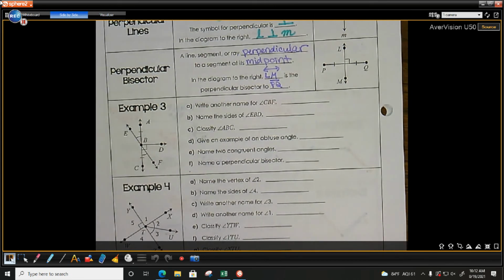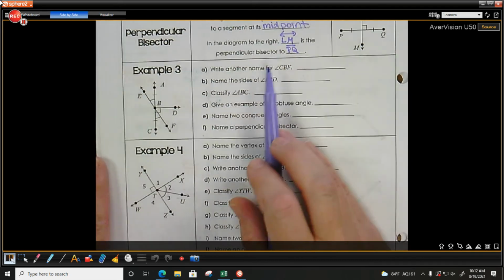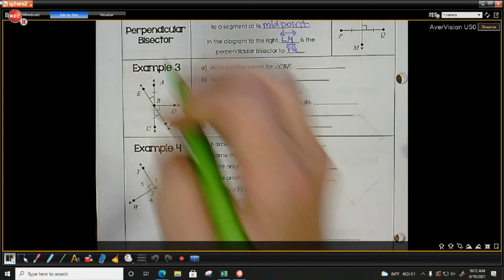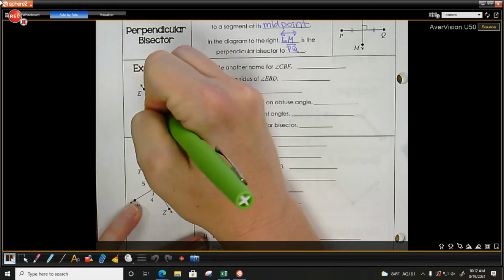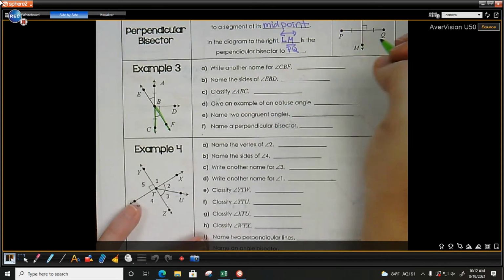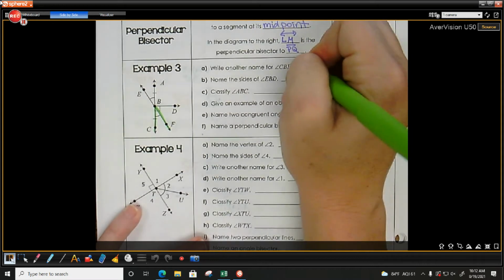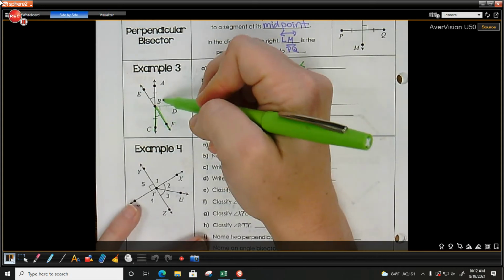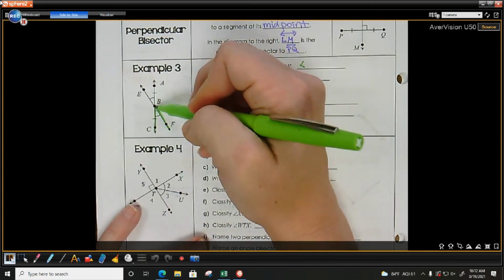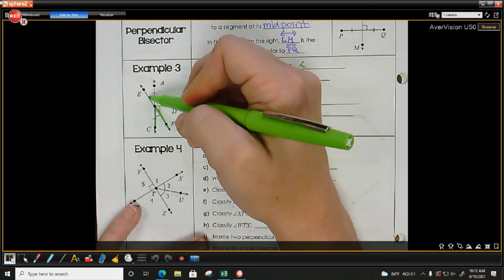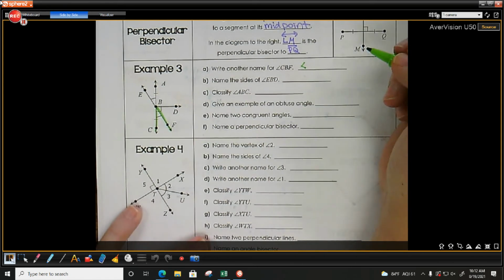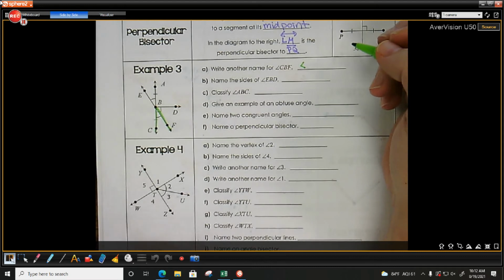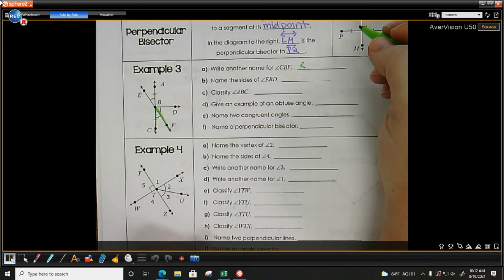Okay. Write another name for angle CBF. What's another name for angle CBF? Can I just say angle B? No, because there's 1, 2, 3, 4, 5, 6, 7, 8, 9, like 9 or 10 different angles at vertex B. So we cannot use angle B, or we cannot just use the letter B. So what is it, guys? FBC. Very good.